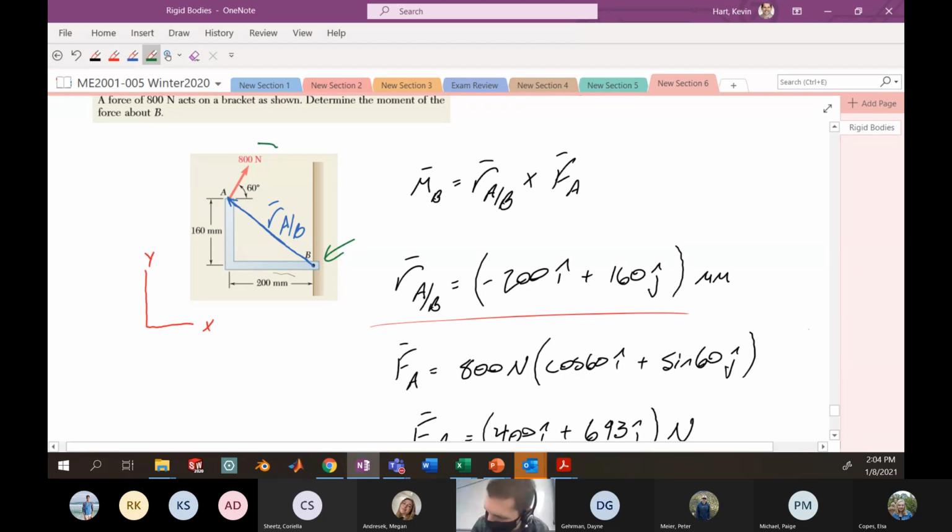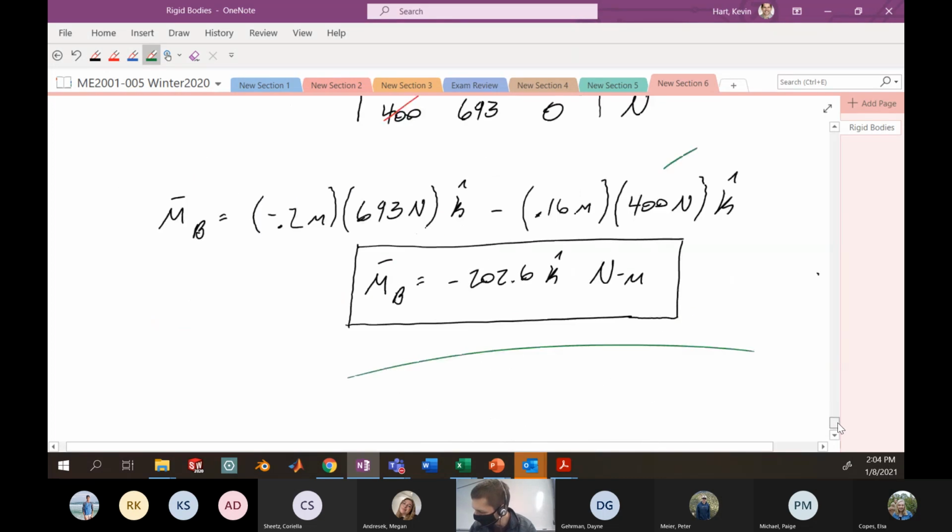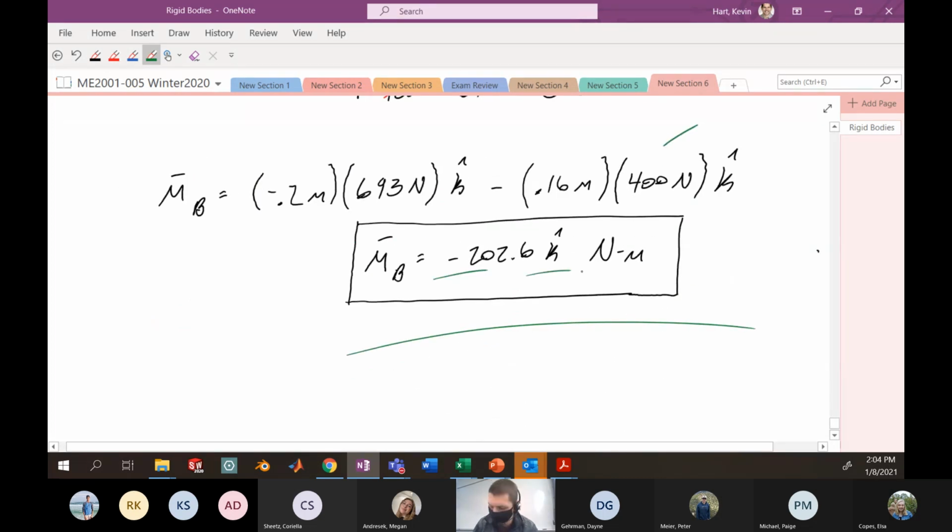And if we thought about how this particular force might get point B to twist, you would think that that 800 Newton force would try to create a clockwise motion of this particular bracket. And so we see that the moment is occurring in this negative k hat direction, which is this clockwise twist. And so that's a nice thing to see with our example here.